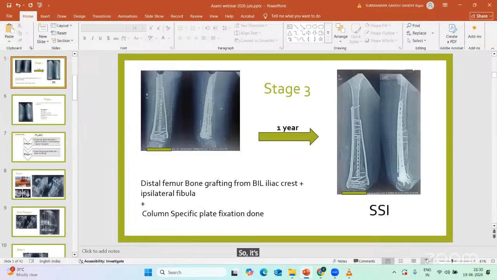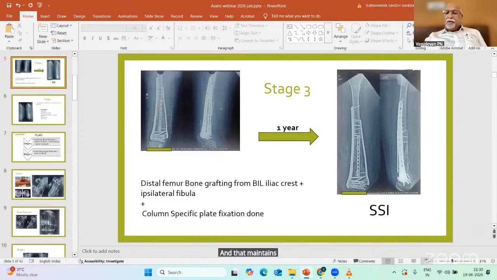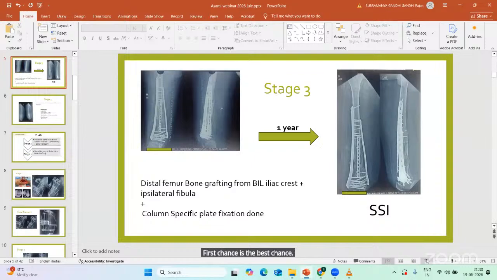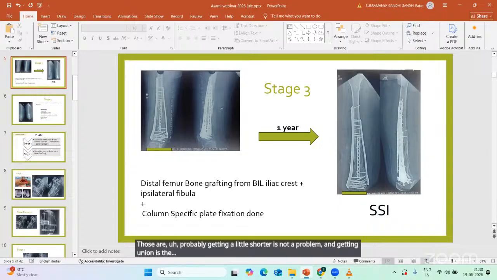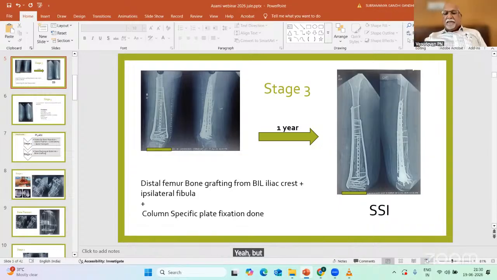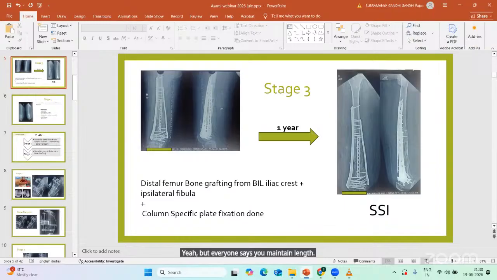And getting union in the supracondylar area is the priority, and that maintains the knee range of movement. First chance is the best chance. Sir, probably getting a little shorter is not a problem, and getting union should be the aim. Yeah, but everyone says you maintain length.